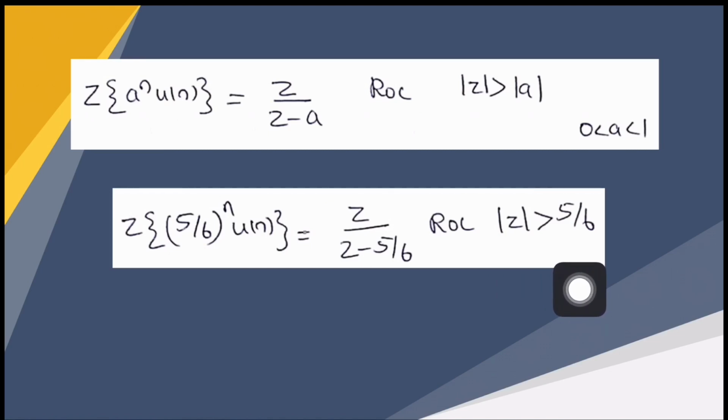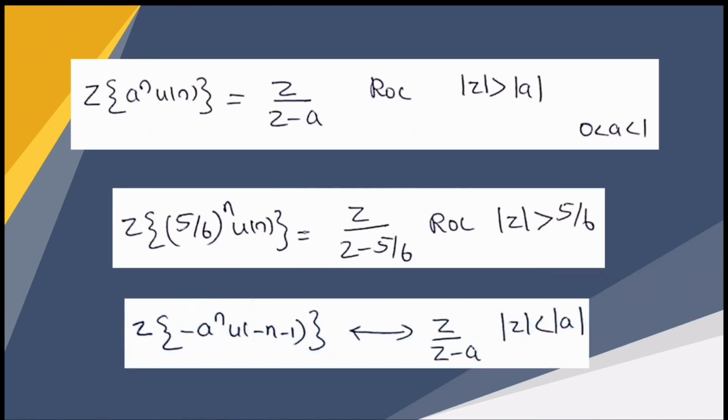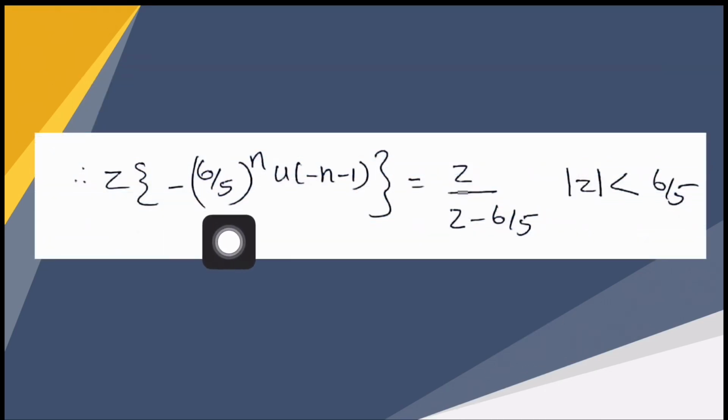On the other hand, the Z transform of the standard sequence minus a^n u[-n-1] is z by z minus a with ROC mod z less than mod a. So we can directly write the Z transform of x2[n], (6/5)^n u[-n-1], as z by z minus 6/5 with the ROC mod z less than 6/5. Thus, we obtain the Z transform and ROC of x1[n] and x2[n].